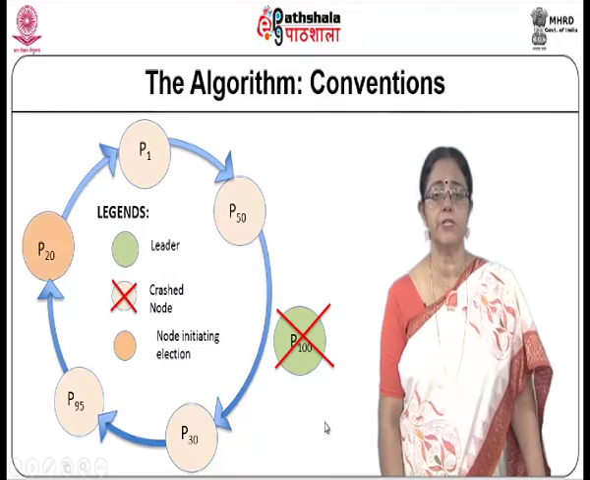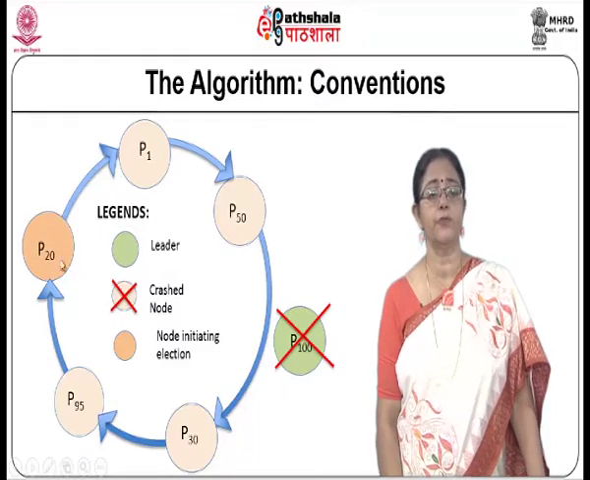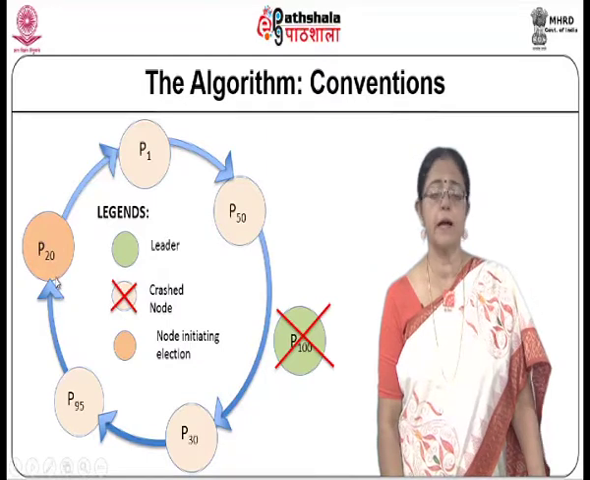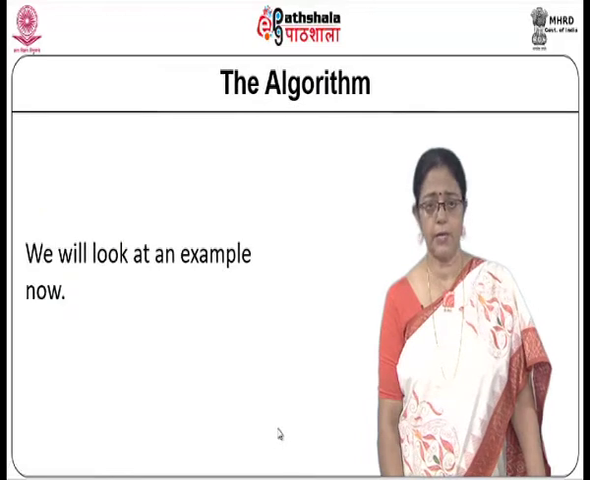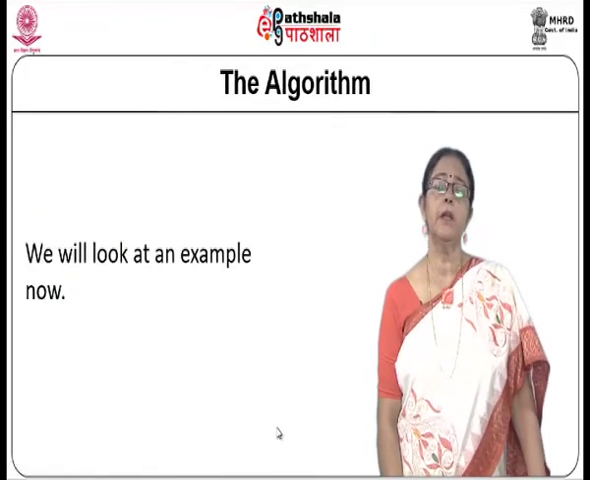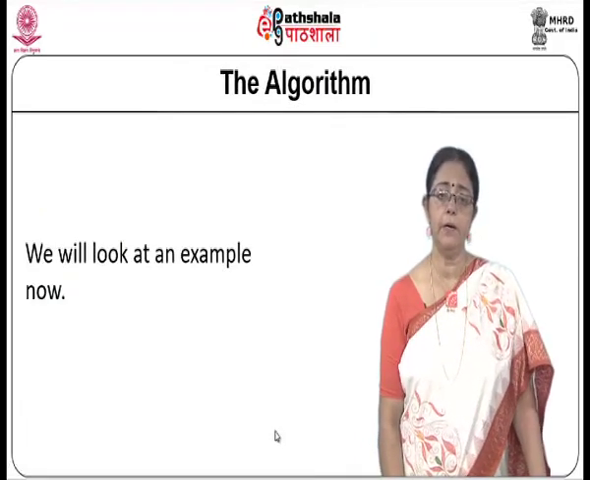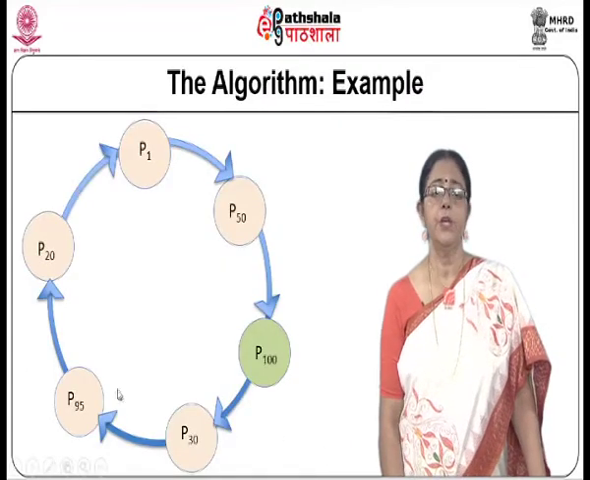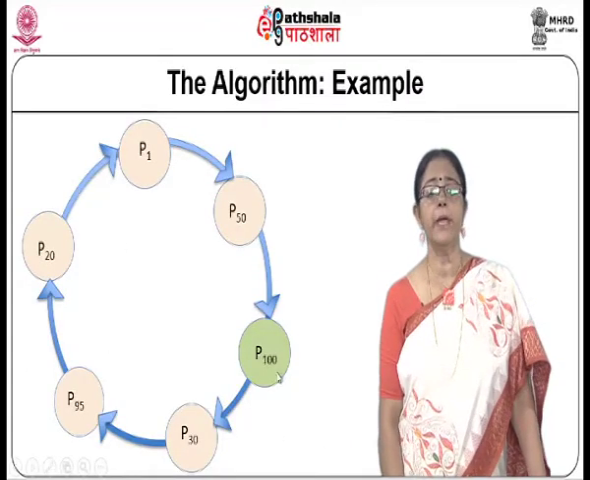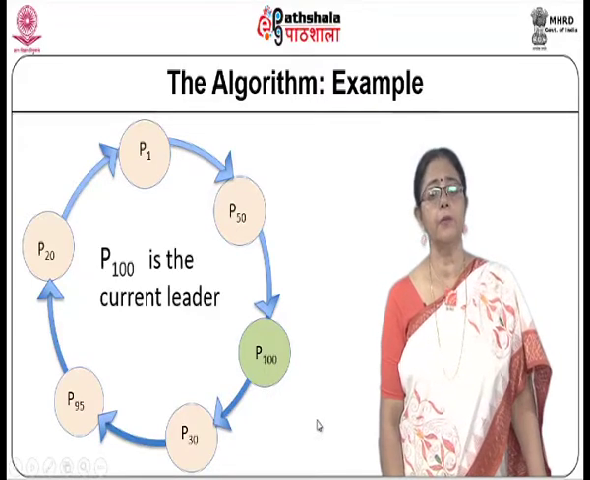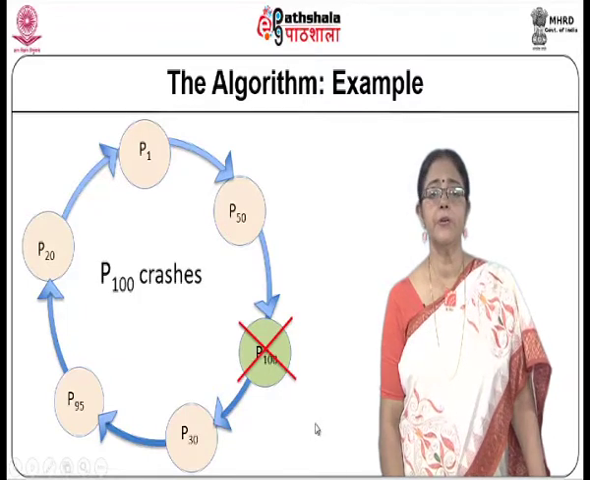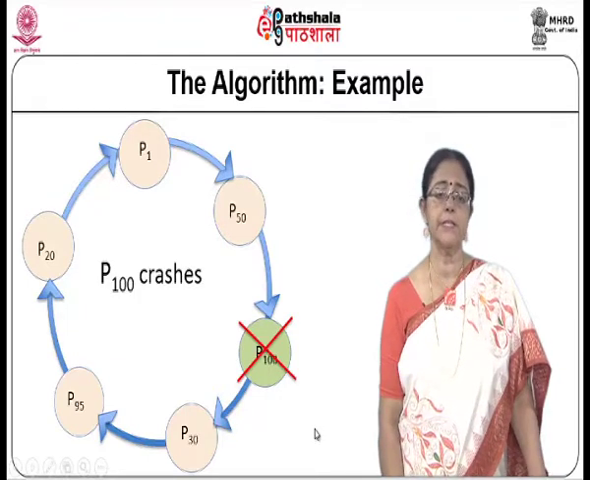With these conventions we are ready, and of course P20 is the node here which will initiate the election process. So, this color indicates that this is the initiator of the election algorithm. With this convention, now let us look at an example of the ring algorithm. In this example we have P100, which is the current leader, and for some reason P100 fails, it crashes.